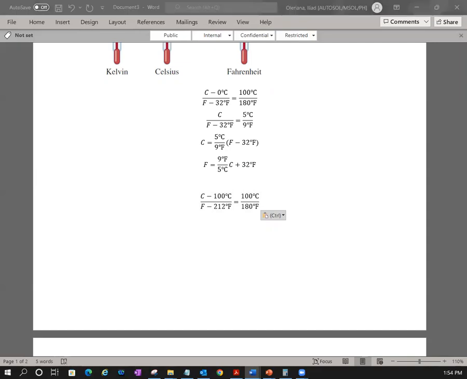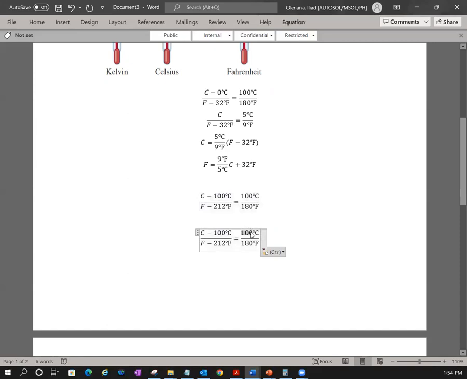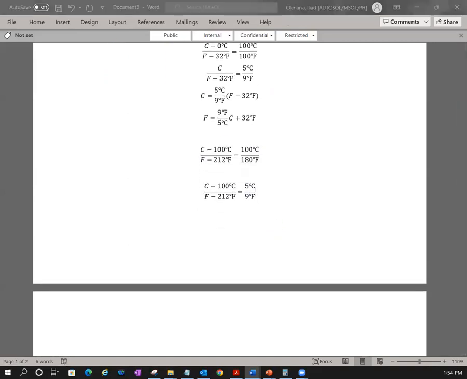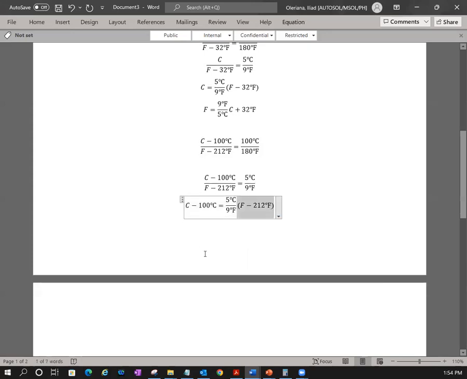Then, simplifying, it would look like this. This becomes 5 over 9, because you divide by 20 as before. Then, like what we did earlier, we multiply both sides by F minus 212 degrees Fahrenheit. So it would look like this. So it is now on the right side, and this is now on the left side.